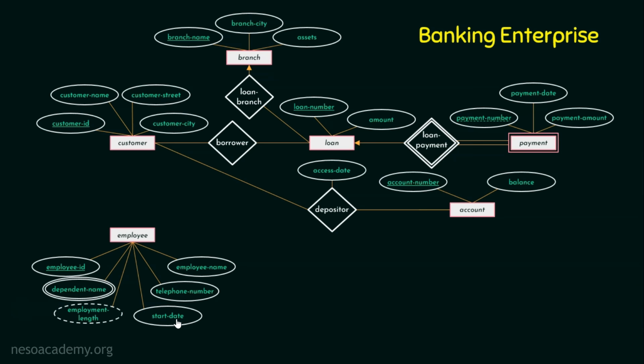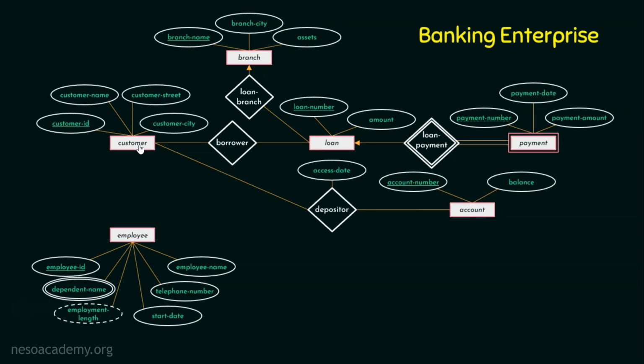Please remember, derived attributes are represented using dashed ellipses or dotted ellipses. Once the start date of the employee is known, obviously the employment length can be easily calculated. All right, employee entity is done.